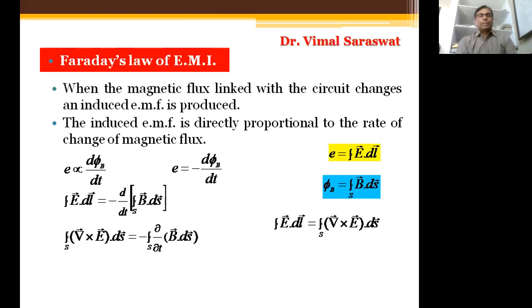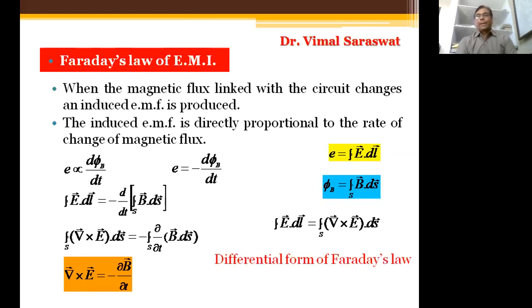So, these integrations can be cancelled out, and hence del cross E is equal to minus del B by del t, or curl E is equal to minus del B by del t. This is actually the differential form of Faraday's law, and it is also known as Maxwell's third equation. So, according to Maxwell's third equation, curl E is equal to minus del B by del t.